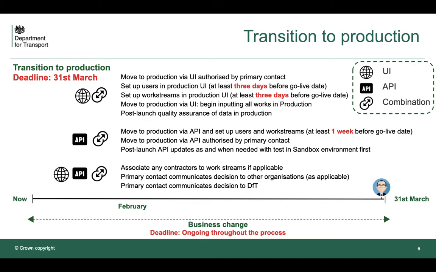You'll also want to associate any contractors to work streams if that's applicable to you, and make sure that your primary contact has communicated that decision to other organisations which you work with. And then after the 31st of March, when we're in the go live period, you'll be doing post-launch quality assurance of all your data in the production to check that it's all working as you would expect.